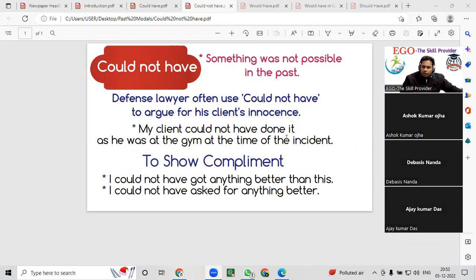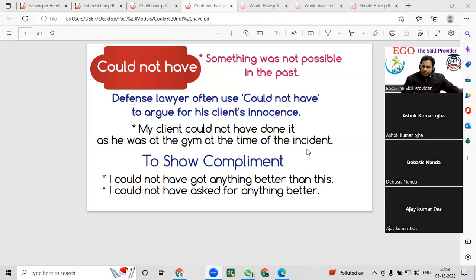My client could not have done it as he was at the gym at the time of the incident. Suppose a murder has happened and someone has filed an FIR in my name, saying actually this guy has murdered that person.